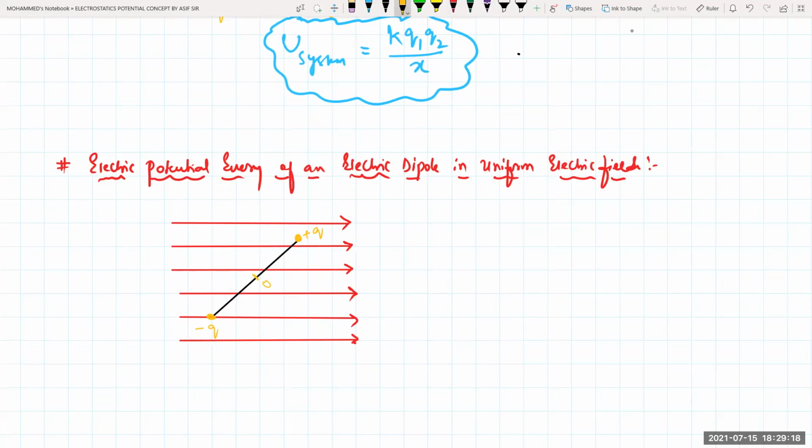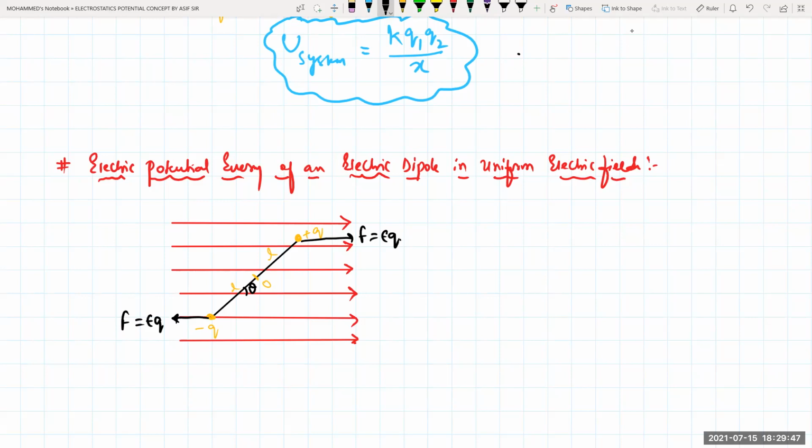This is your 0. This distance is L, and this distance is also L. And force acting on this one is how much, beta? Can you tell me? So force acting on this one is F equals E into Q in this direction. Here this one is also F equals E into Q in this direction, and it is making an angle theta with the electric field. Now direction of the force is clear.